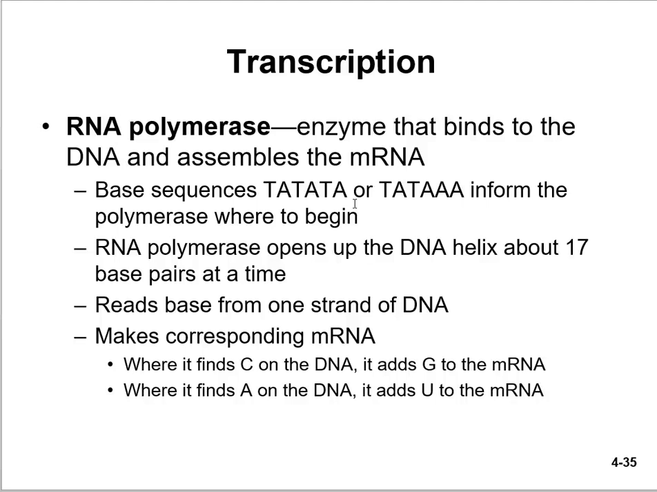The code of DNA is then read, one base at a time, and it makes the corresponding mRNA. When it finds a C on DNA, it adds a G to the mRNA strand that it's making. And when it finds an A on DNA, it adds a U to the mRNA. Remember, RNA does not have any T's.